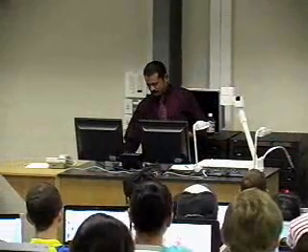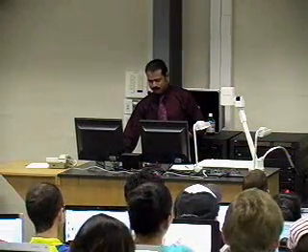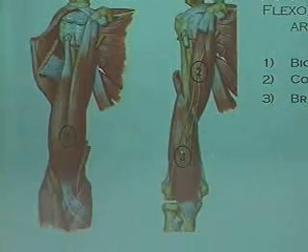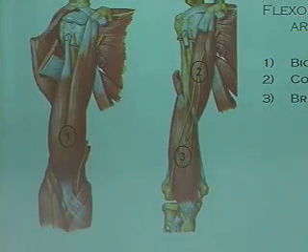So this nerve here, the musculocutaneous nerve, is the one that supplies all the three muscles. Then it is going to continue, after supplying these three muscles. What is the name of the nerve?